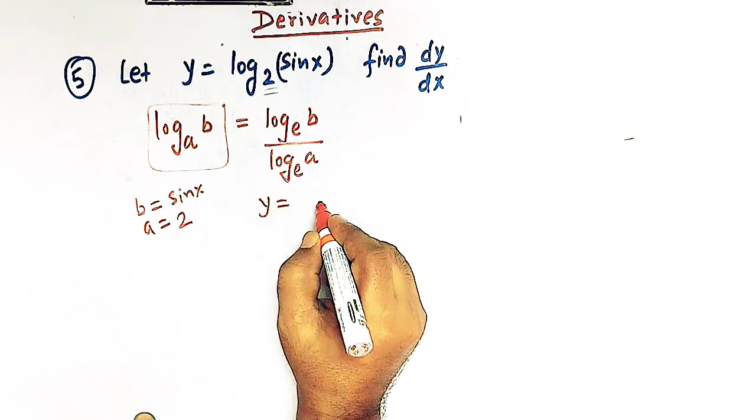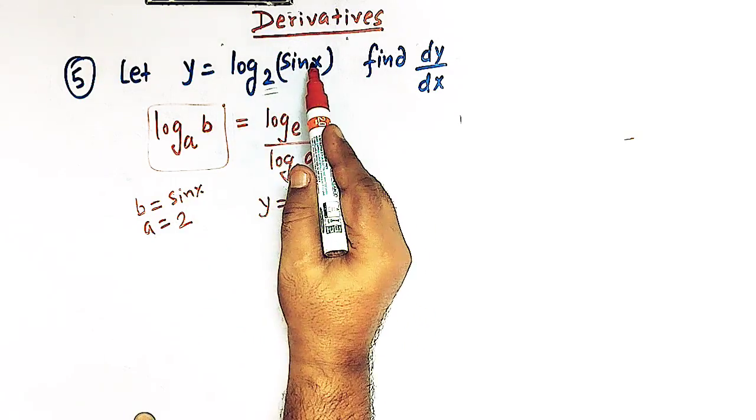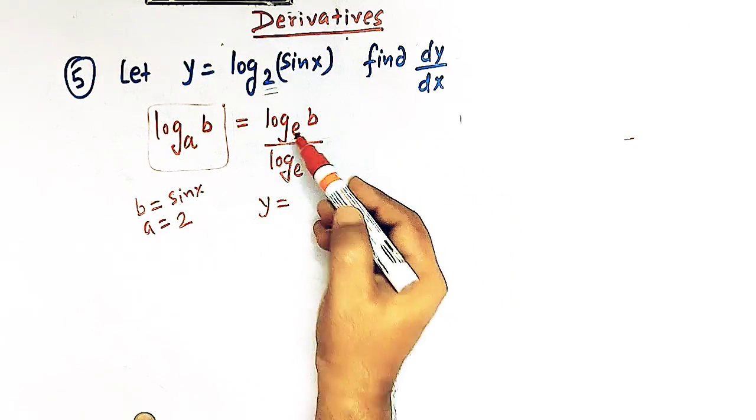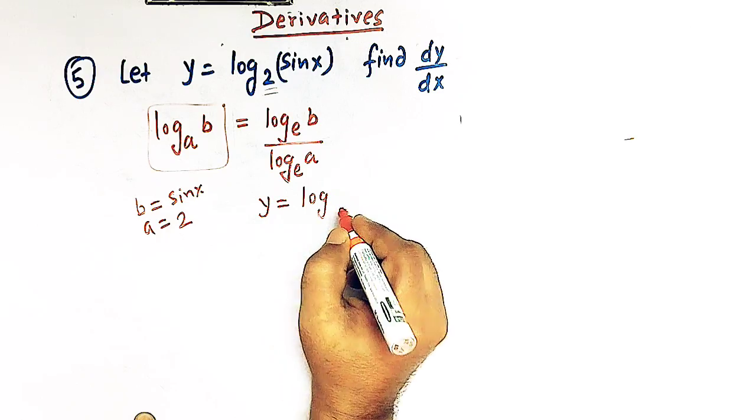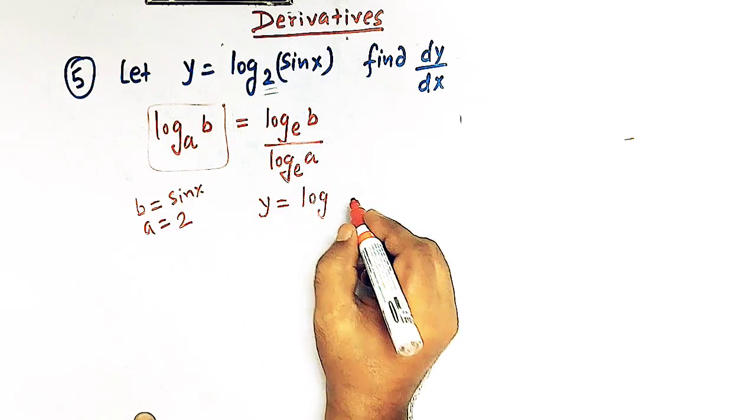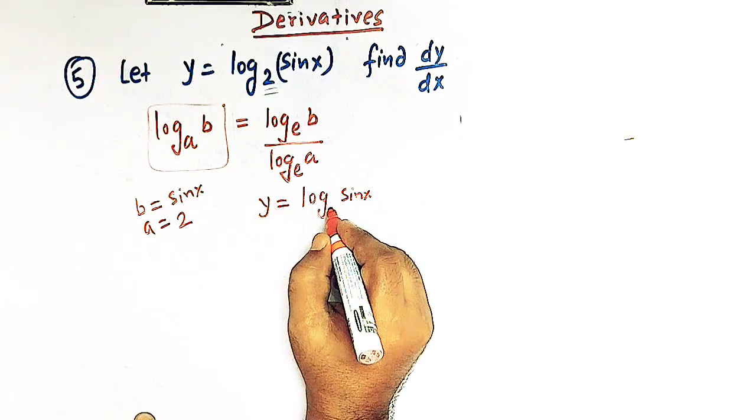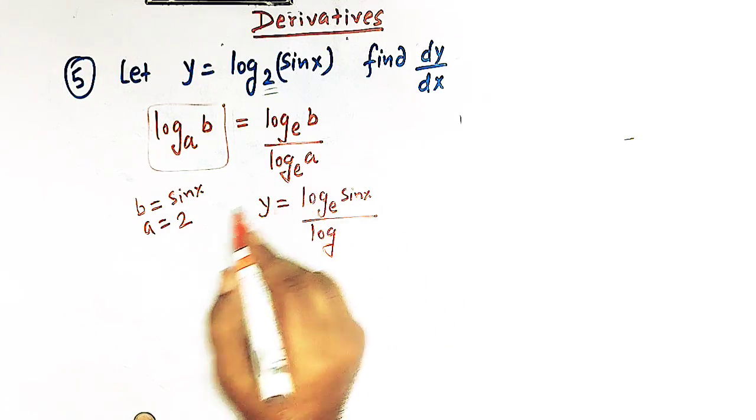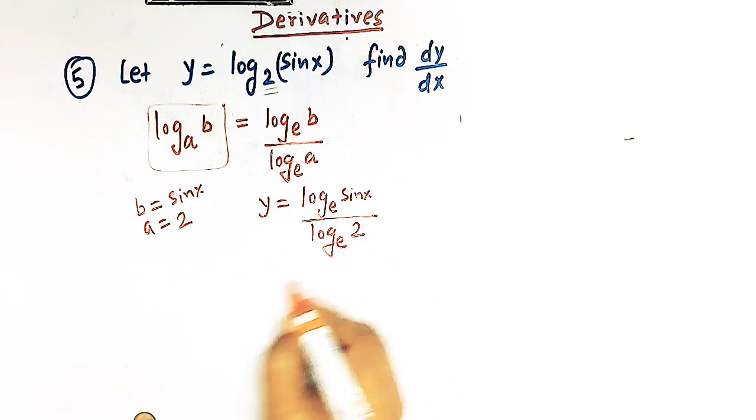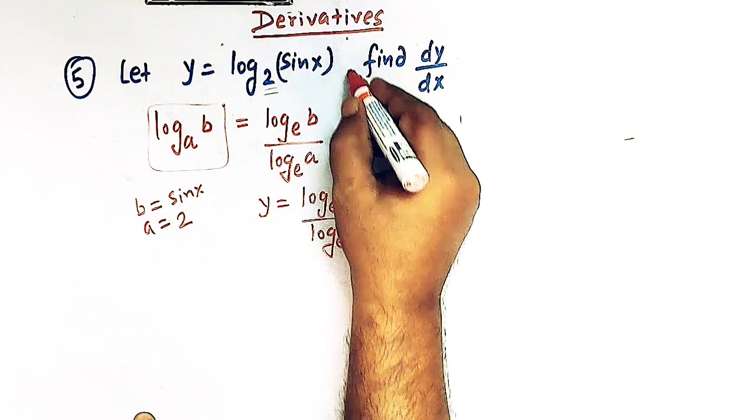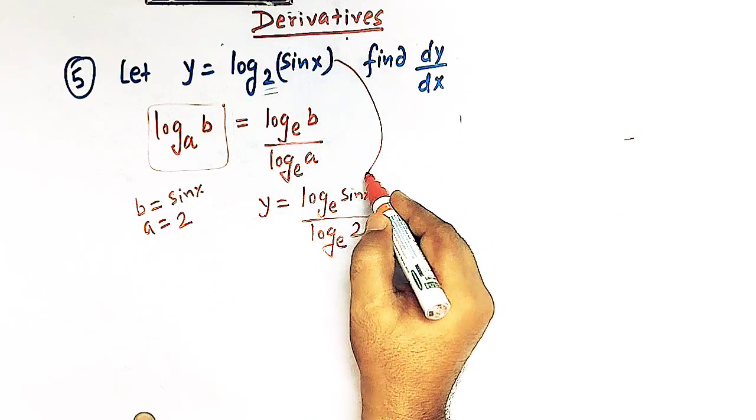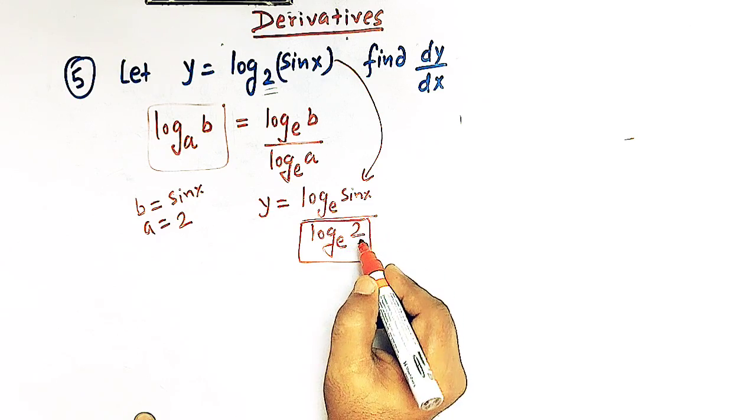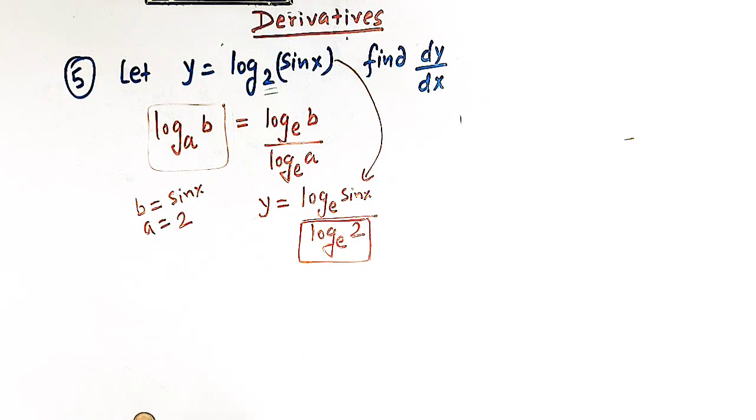So we can now write y is equal to log of sine x to the base 2. So here we'll change the base 2 to the base e. So we can now write here log of b. b is sine x, and we have the base e, and then we have log of a, a is 2, and here the base is e. So now we have here modified this function like this, and here we can see that this term log of 2 to the base e is a constant, right?